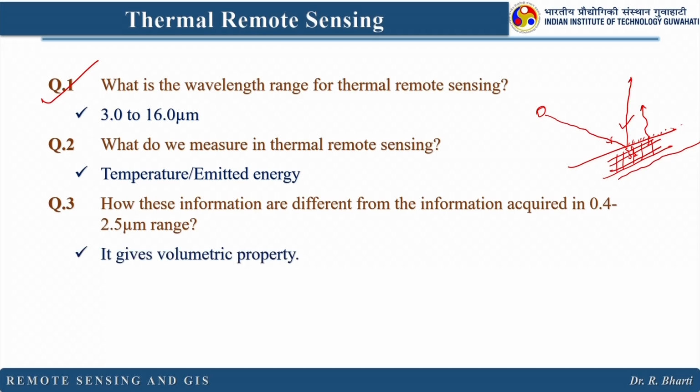So the information will definitely be different. It gives you a volumetric property, and because of that, hidden or subsurface objects can be identified. Now let us see some examples.